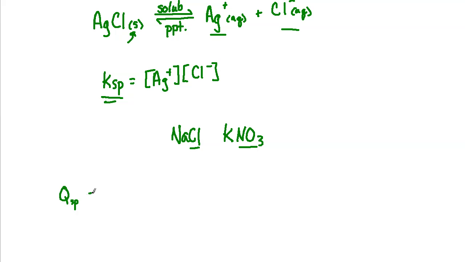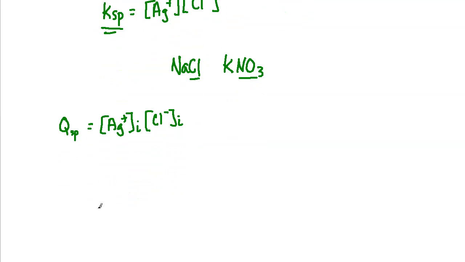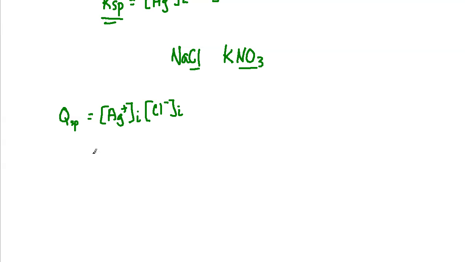So I could write Qsp for this reaction as Ag+ initial, and then Cl- initial. Sometimes you'll see a little circle there, which means not. That's the way it's usually shown. And it is important to remember that this is not necessarily the concentrations at equilibrium. This is the initial concentrations of these ions. So the way that we can decide whether a precipitate is going to form or not is by comparing the Q value at the given state of a reaction to the Ksp value of that reaction.